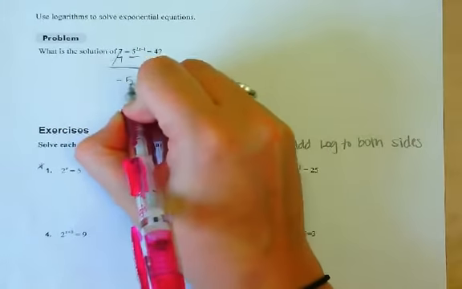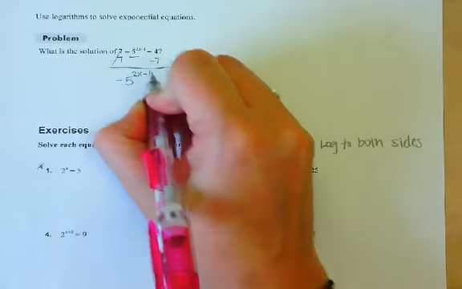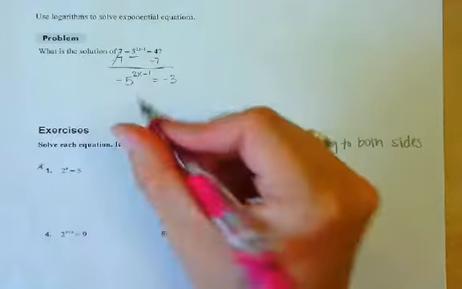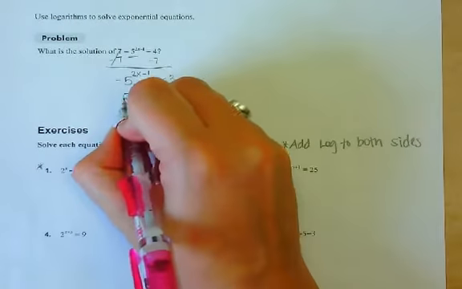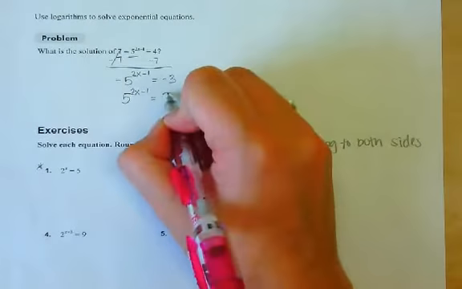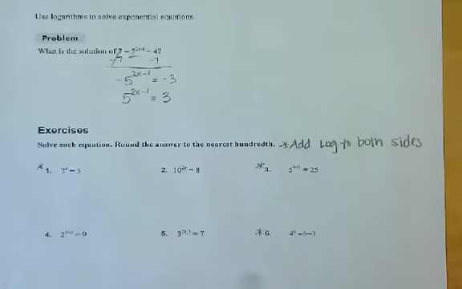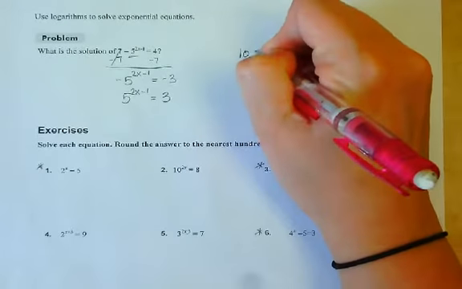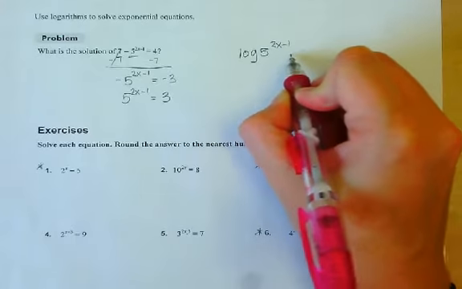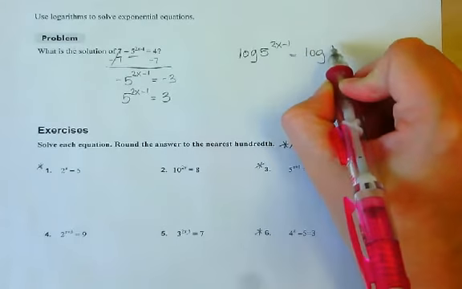So now I have negative 5 raised to the 2x minus 1 is equal to negative 3. Now I also have this negative that I need to get rid of, so I'm going to divide both sides by negative 1, which gives me 5 raised to the 2x minus 1 is equal to 3. So now in order to get rid of that, I need to add log to both sides. So when I do that, I now have log of 5 raised to the 2x minus 1 is equal to log of 3.